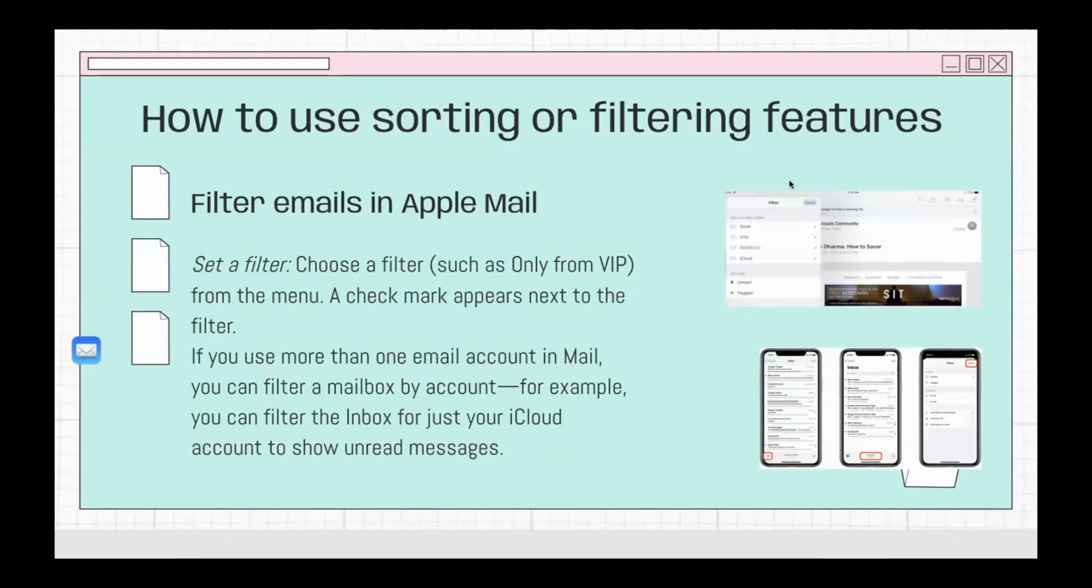And filtering emails in Apple Mail, set a filter, which is choose a filter, such as only from VIP, from the menu. A checkmark appears next to the filter. If you use more than one email account in Mail, you can filter a mailbox by account. For example, you can filter the inbox for just your iCloud account to show unread messages.